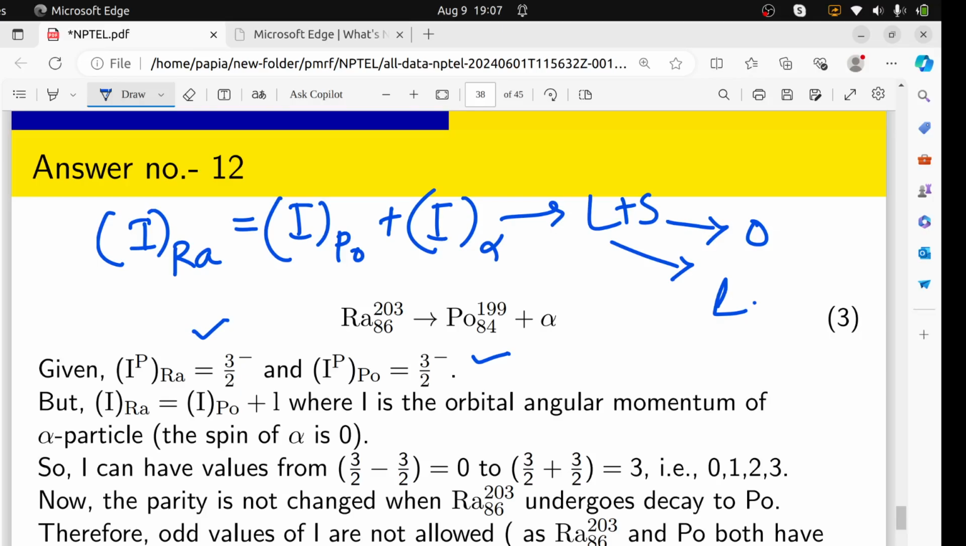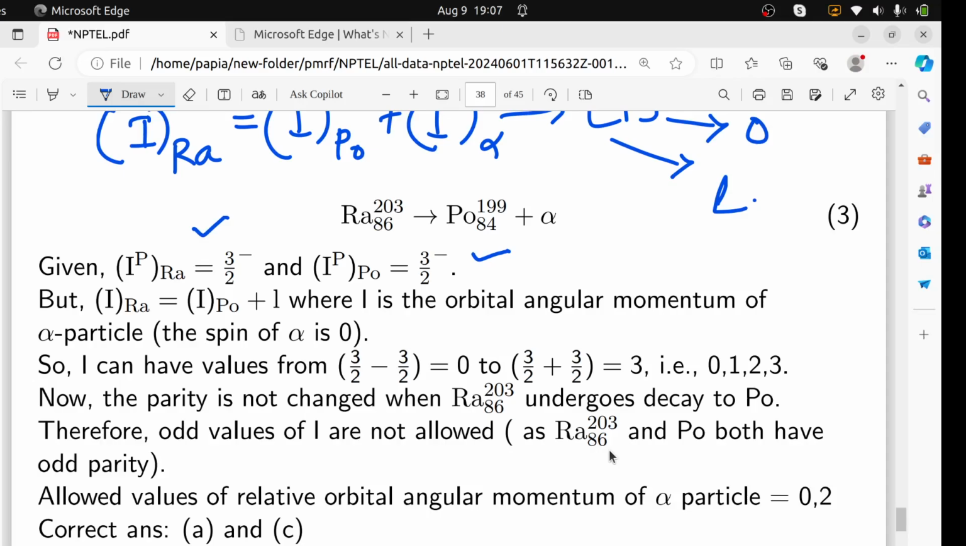So orbital angular momentum for alpha is exactly similar to the total angular momentum for alpha. Okay, this is fine. Now, as I have written here, I of radium equals I of polonium plus I of alpha. This plus is not a simple plus. This is a quantum algebraic addition. So I can have values from 3/2 minus 3/2 equals 0 to 3/2 plus 3/2 equals 3.